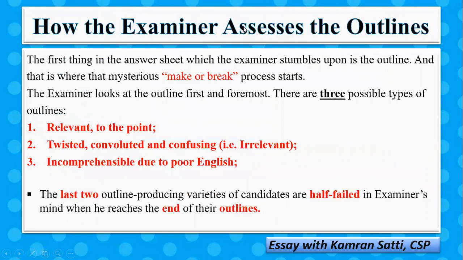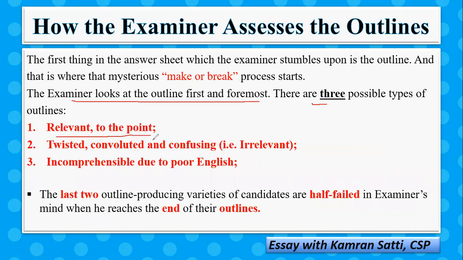How the examiner assesses the outline. As you know, the first thing the examiners come across in your answer sheet is the outline. The examiner looks at the outline first and foremost, and there are three possible types of outlines. Number one, those which are relevant and to the point. What do I mean by this?